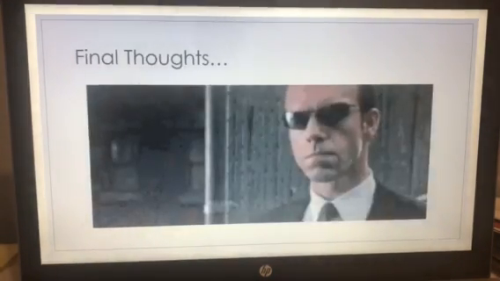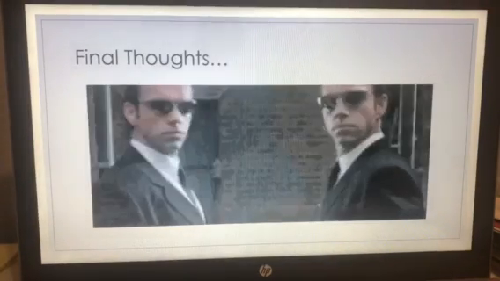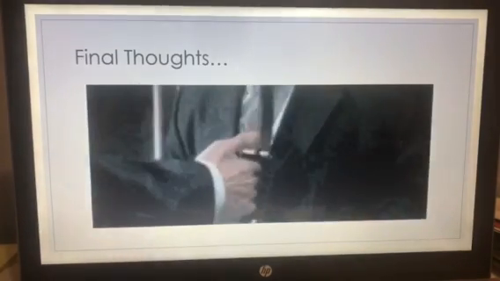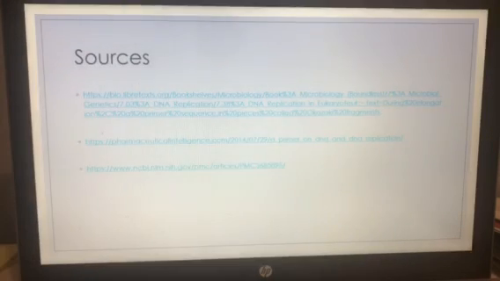So yeah, I also really liked the Agent Smith reference. As you can see, my presentation has a lot of references. And these are my sources.